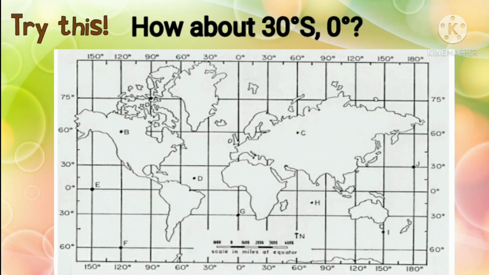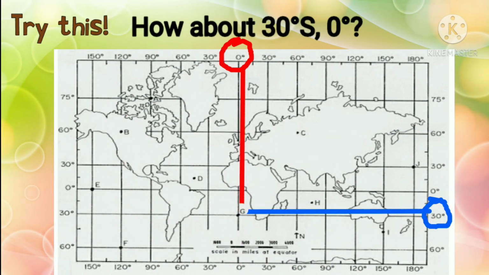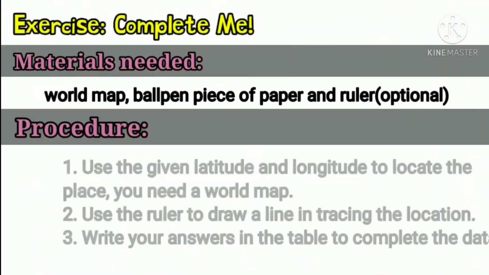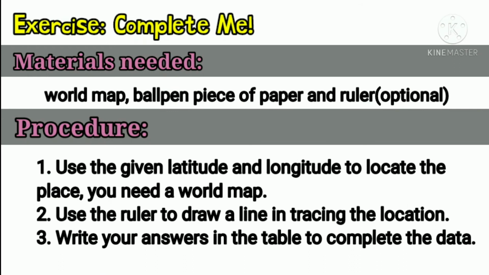Amazing! The answer is letter G. Let us try this activity entitled Complete Me. Materials needed: world map, ball pen, piece of paper, and ruler. Ruler is optional. Procedure. Number 1.